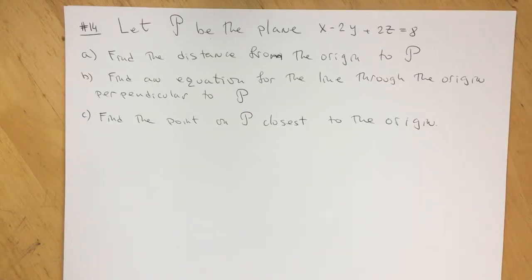And then you're asked part A to find the distance from the origin to the plane. Part B, find an equation for the line through the origin perpendicular to P, to the plane P, and finally find the point on P that is closest to the origin. Okay, at this point I would like you to pause this video to try to solve this problem by yourself, and then if you get stuck at a certain point, come back and look at the video.